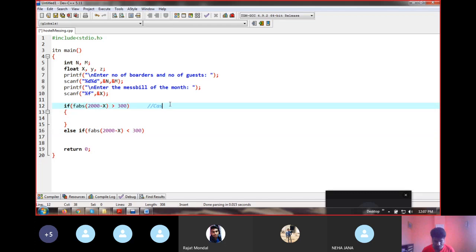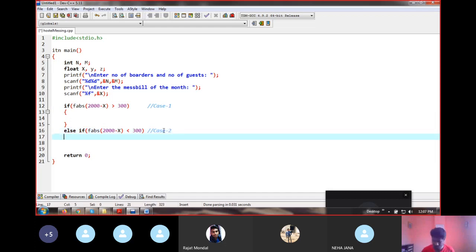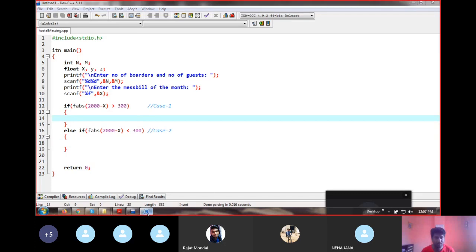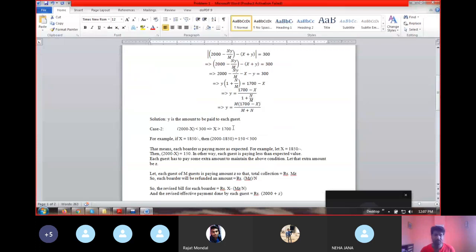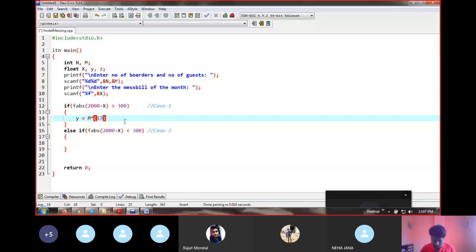So here I will use a formula, that is m star 700 minus x. So m plus, this is inside another bracket.